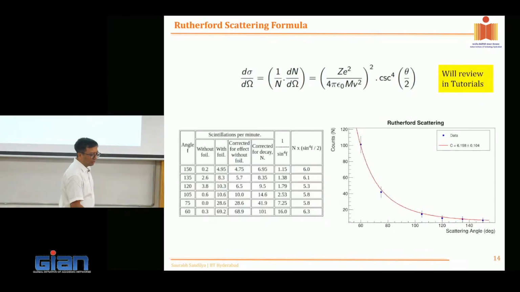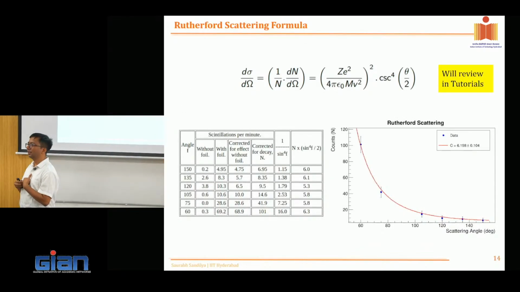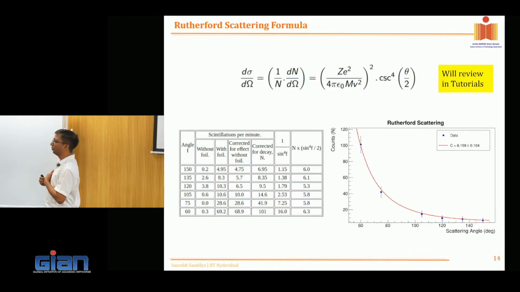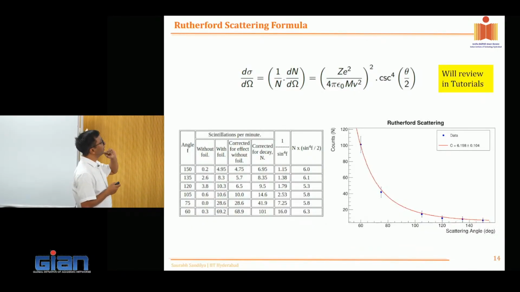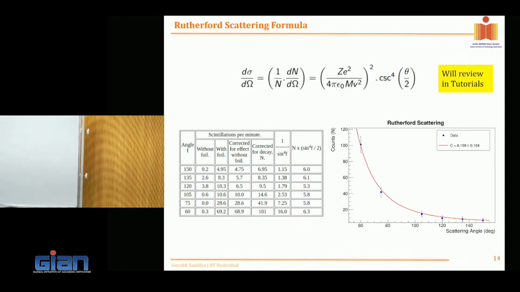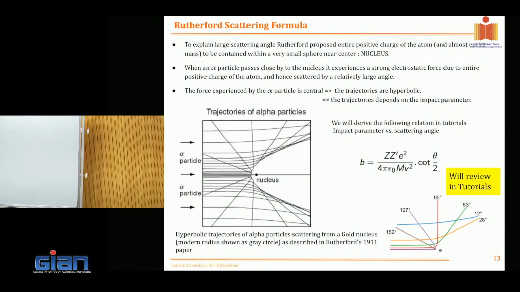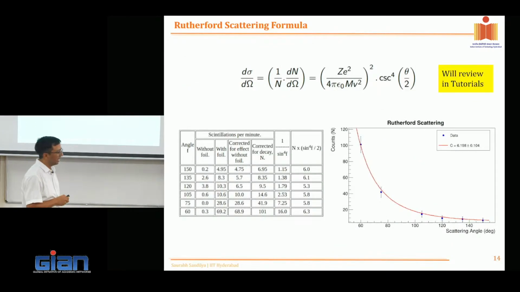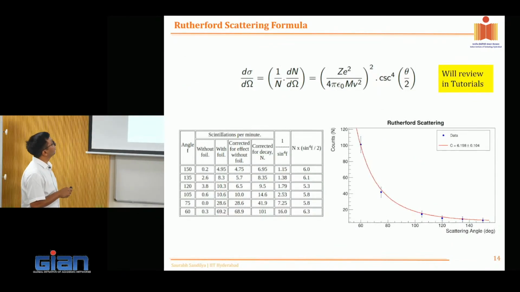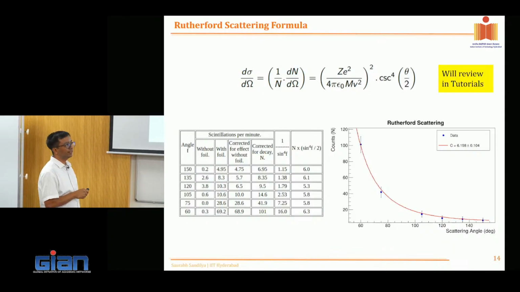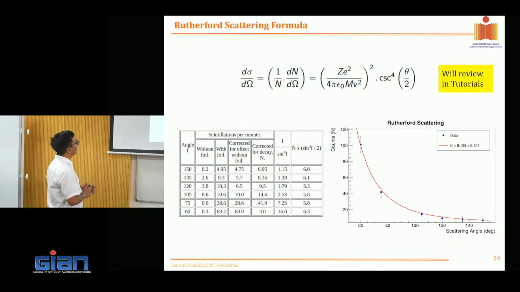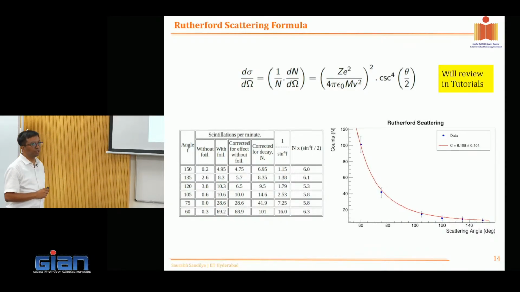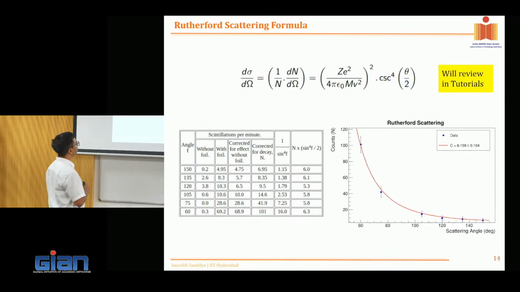Okay, so let me just fast forward to the result, and I will try to explain and interpret the result. But just to mention, that was the relation between the impact parameter and the scattering angle, and then we'll also derive what is called the Rutherford scattering formula, and we'll see it later. But let's come to the result part of it in the lecture.